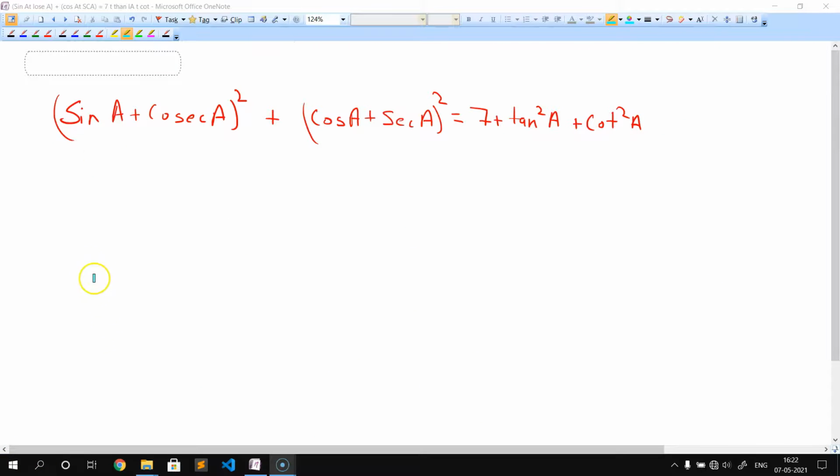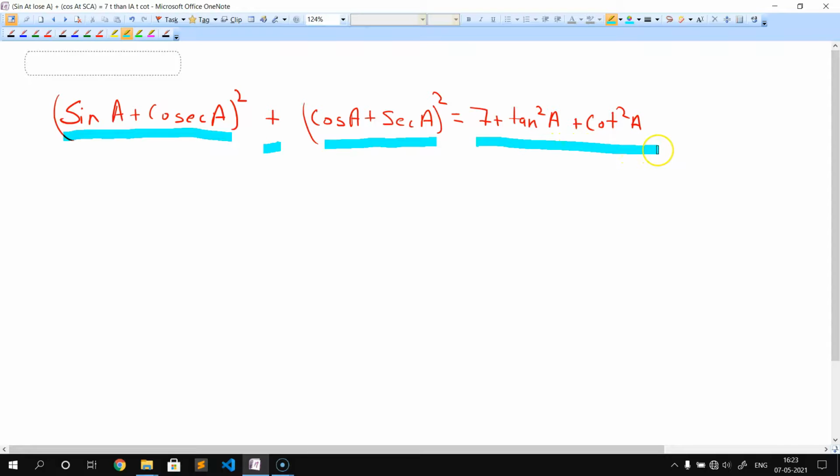I found this question difficult, so that's why I have picked this question up. Here it's given (sine A plus cosec A) whole square plus (cos A plus sec A) whole square, which we have to prove equal to 7 plus tan square A plus cot square A. Here our goal is to make this 7. So let's see how to do it.